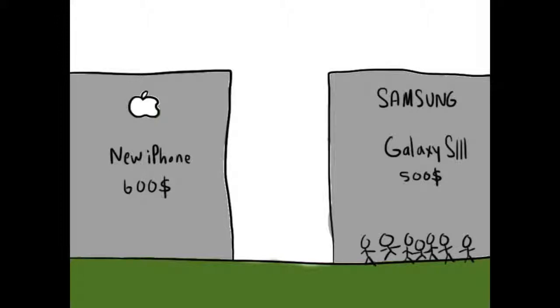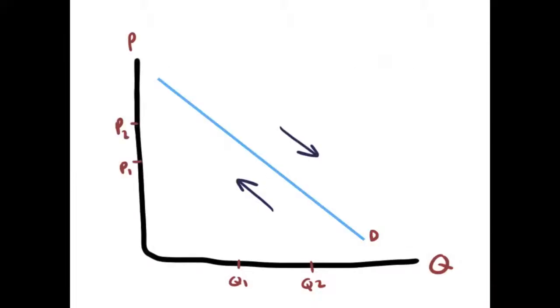Apple decides to raise the price of their iPhones. This leads to a decrease in demand. Contraction and extension of demand are affected by price only. They both lead to a movement along the curve.